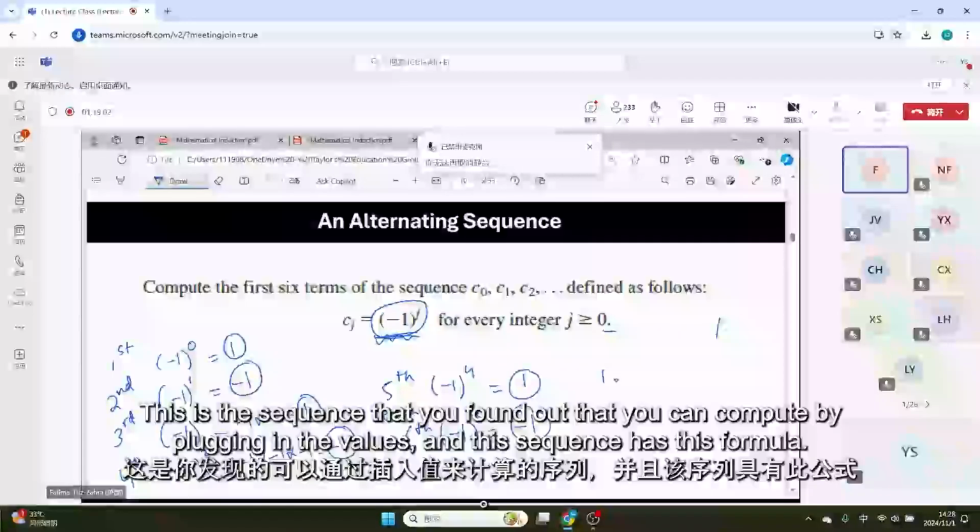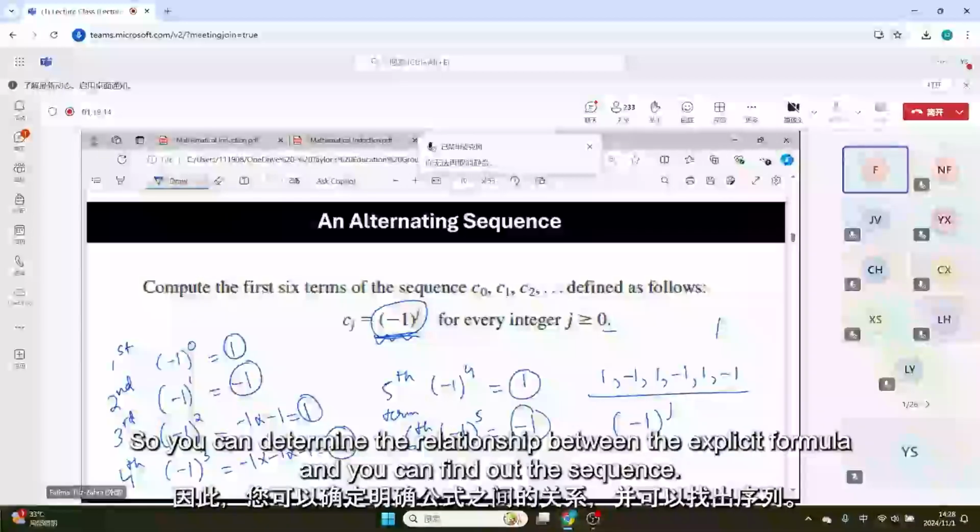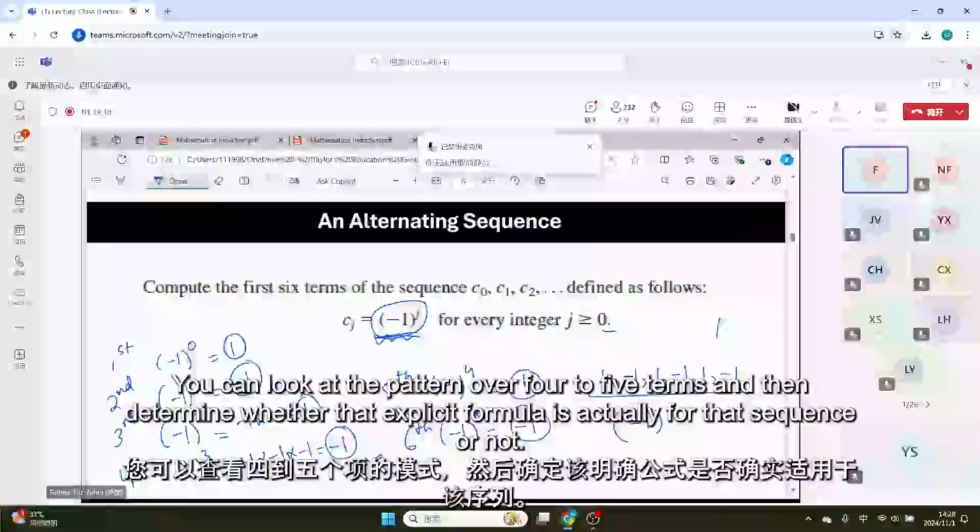this. This is the sequence that you found out, that you can compute by plugging in the values, and this sequence has this formula. Okay. So you can determine the relationship between the explicit formula and the sequence. You can look at the pattern over 4 to 5 terms, and then determine whether that explicit formula is actually for that sequence or not. Okay.